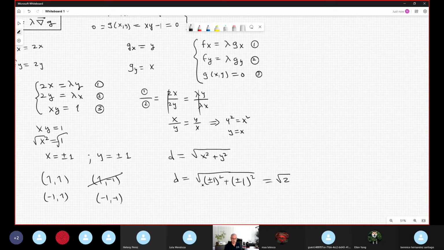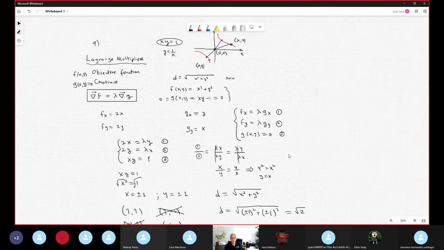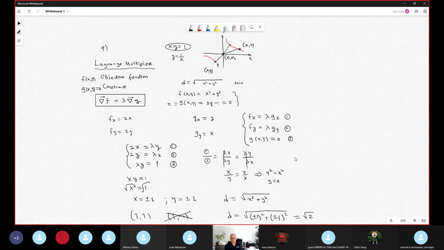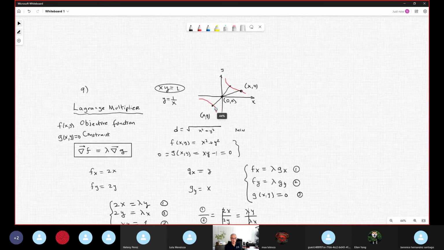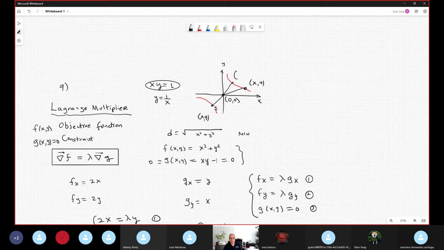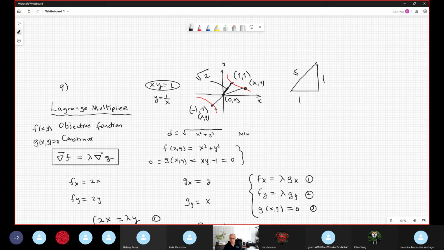But two of these answers have no sense, because remember our hyperbola exists in the first quadrant and the third quadrant, not in the second and fourth quadrants. So the expected points, the closest, are the point (1, 1) and (-1, -1), and this distance is radical 2. Boom, final answer. It's the famous triangle 1, 1, radical 2. You know this very well from geometry. Okay?